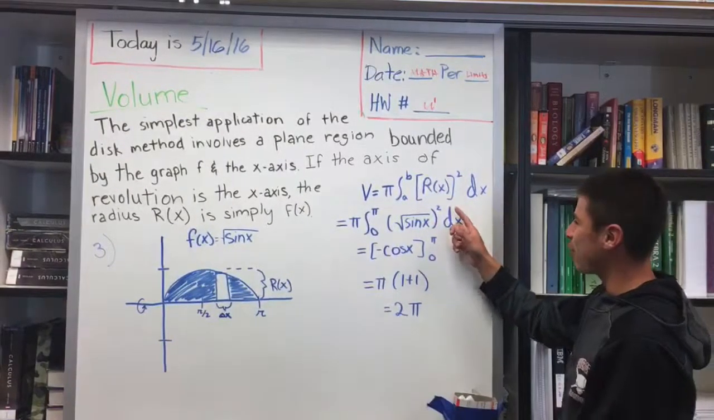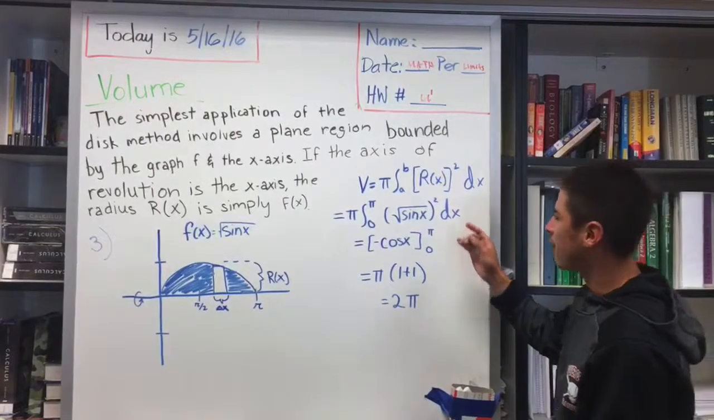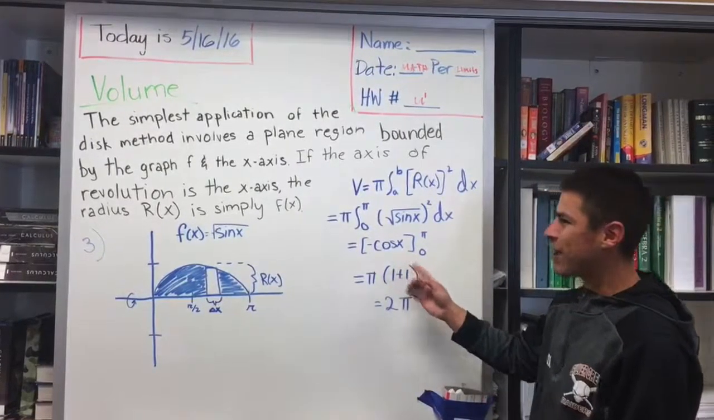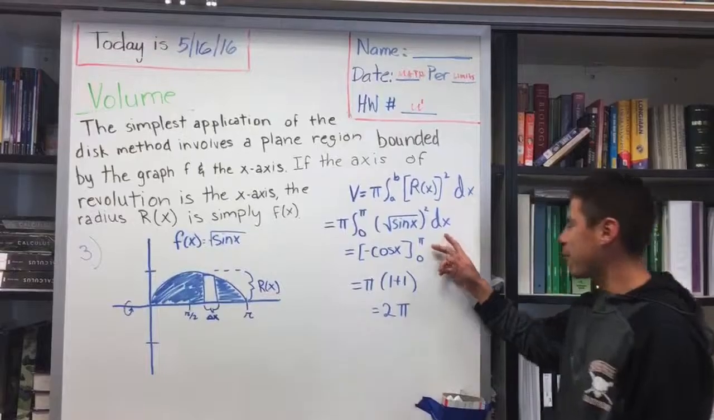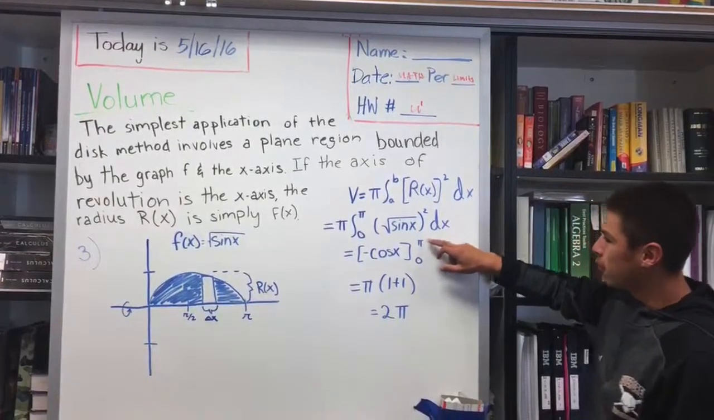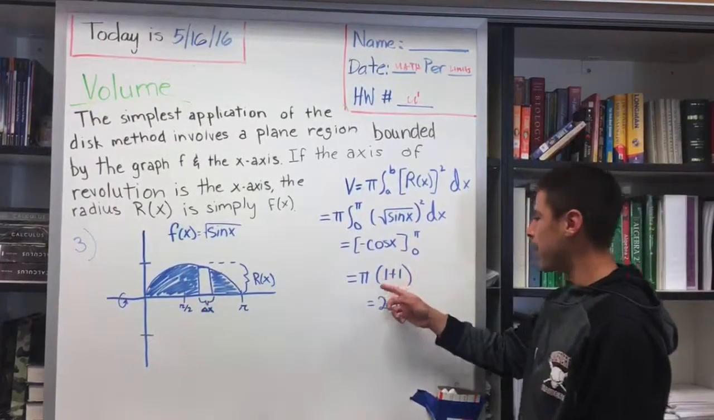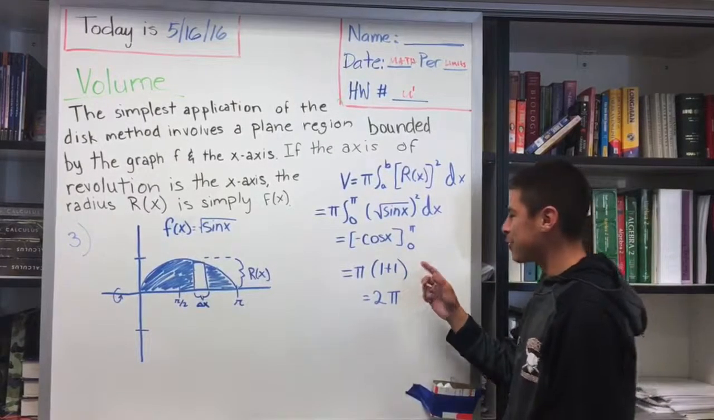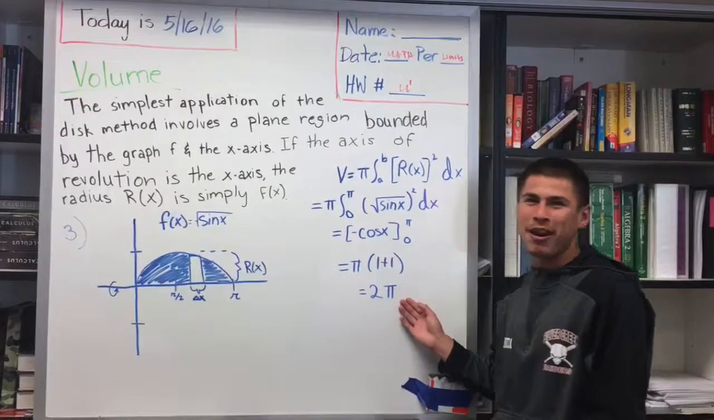So now you take root sine x squared, which gives you sine x, and then you take the integration of that, which gives you negative cosine x. Then from your interval from 0 to pi, you plug in those two, and so you get pi times parentheses 1 plus 1, which gives you 2 pi.